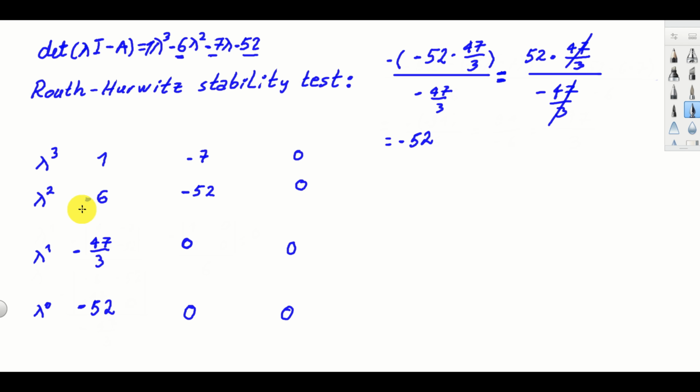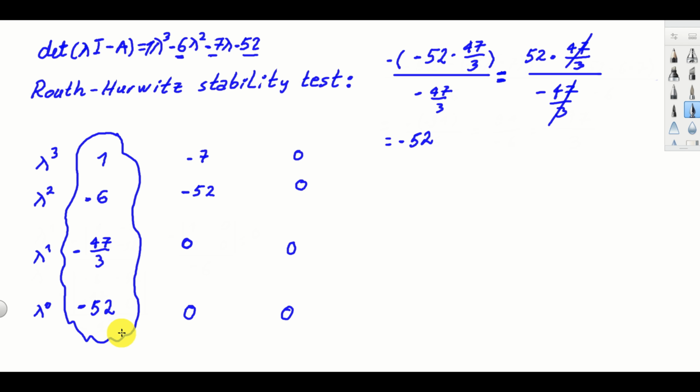Okay, now we are ready to apply the Routh-Hurwitz stability test. The Routh-Hurwitz stability test tells us that the system is asymptotically stable if and only if the computed entries in the first column of the Routh table are positive. Obviously, this condition is not satisfied, and consequently the system is not asymptotically stable. In fact, it is unstable.